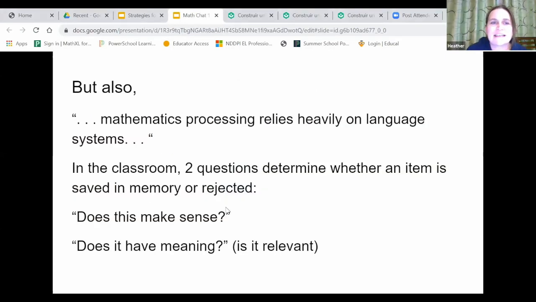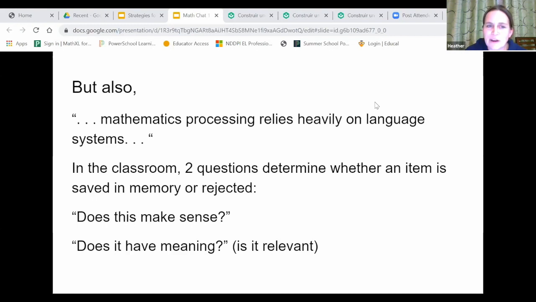So this was the part that I thought was really interesting in this book that I keep referencing: all of those things, but also that mathematics processing relies heavily on language systems. I'm not going to try to explain all of that, but just the reminder that processing relies on language too. You can't just process everything with numbers. They need to understand the language to process it.